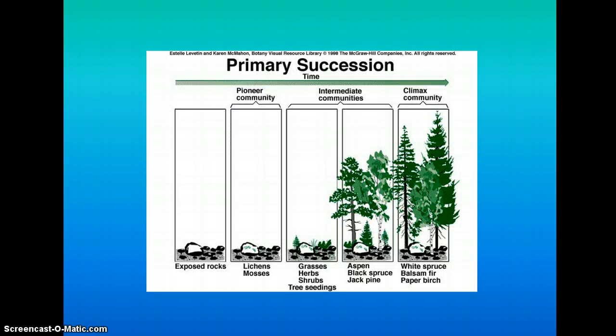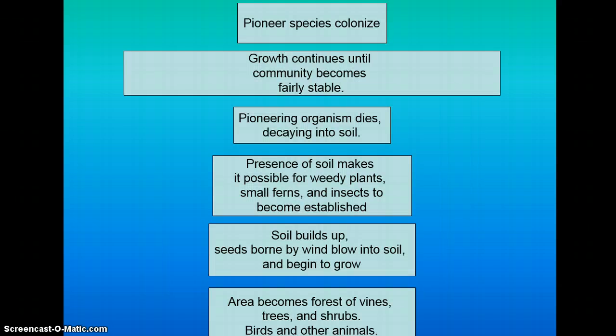Here's kind of an example: exposed rocks, lichens and mosses grow, grasses, herbs, and shrubs can grow. Then you have certain trees finally starting to grow in an area. So you have pioneer species colonize, growth continues. Pioneer organisms will die, decay into the soil, making the soil nutrient rich. The presence of soil makes it possible for weedy plants and small plants and some insects to finally show up. The soil then builds up even more. You have seeds, larger plants and trees, shrubs start to grow, and then you have the forest there with birds and animals.